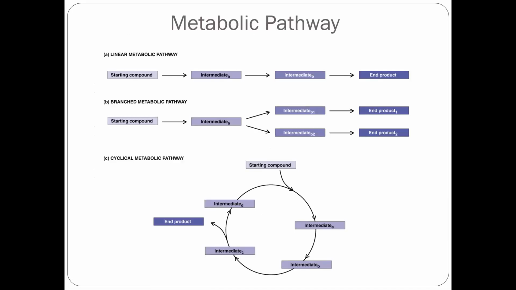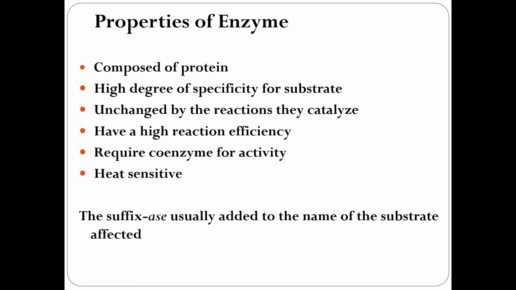Now, we want all these metabolic pathways to happen efficiently, which means they happen in a very short period of time. Therefore, we need enzymes. And you learned about this already, so we're going to go through it real quick. First of all, an enzyme is a protein. Second, an enzyme is very specific for the substrate. Only one type of substrate can be recognized. Enzymes are not part of the end products of the reaction. They have very high reaction efficiency. Lots of the time they require coenzyme activity, and they are heat sensitive.